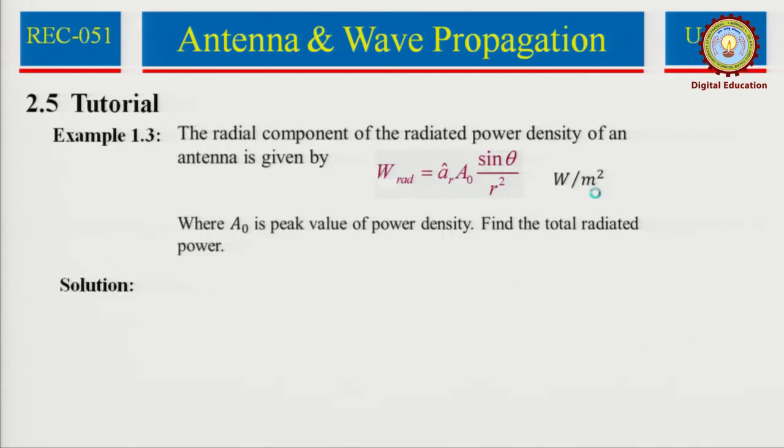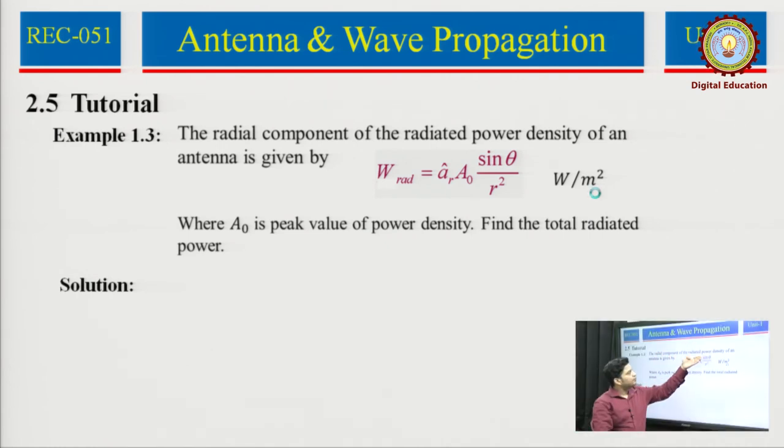Now, this is a question which a student is required to solve because it is very easy, as we discussed everything in the same manner. The radial component of radiation power density of an antenna is given by this function, W radiation is given to you. Now, A naught is the peak value of power density. Find the total radiated power.